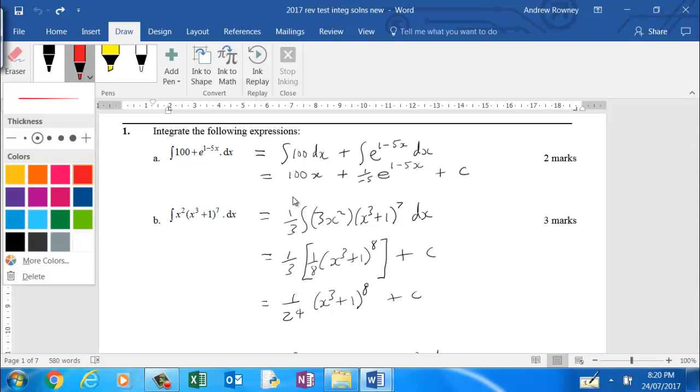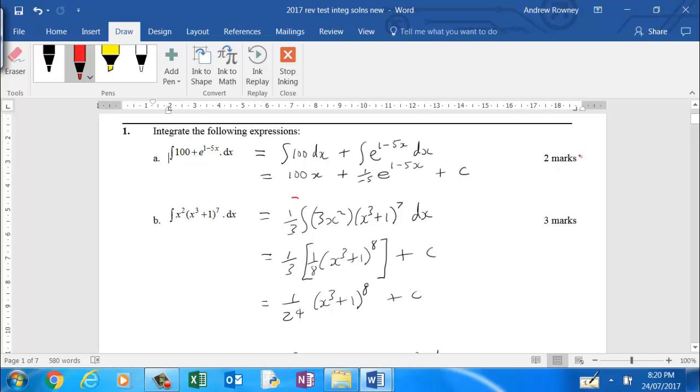Okay, now for the integration solutions. First one's this one here. Integral of 100 plus an exponential. First of all, you've got a plus, so there's two terms here, and you integrate terms separately.